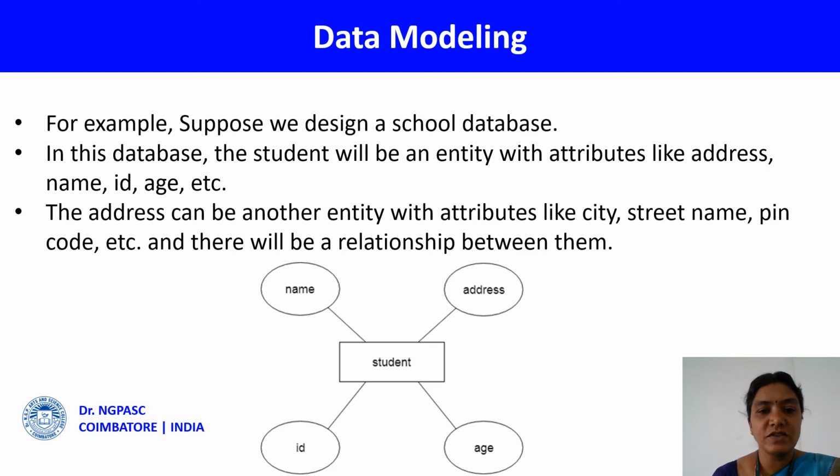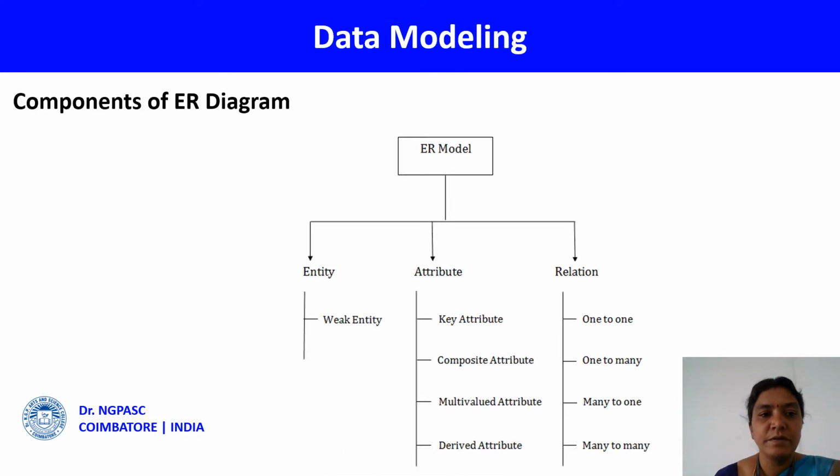In this case, the address may be considered as another attribute consisting of the city to which he or she belongs, the street name, and the pin code, etc. And we can establish some sort of relationship between them. So this diagram gives you the structure of the student entity, which is going to store the name, address, ID, and age of the student.